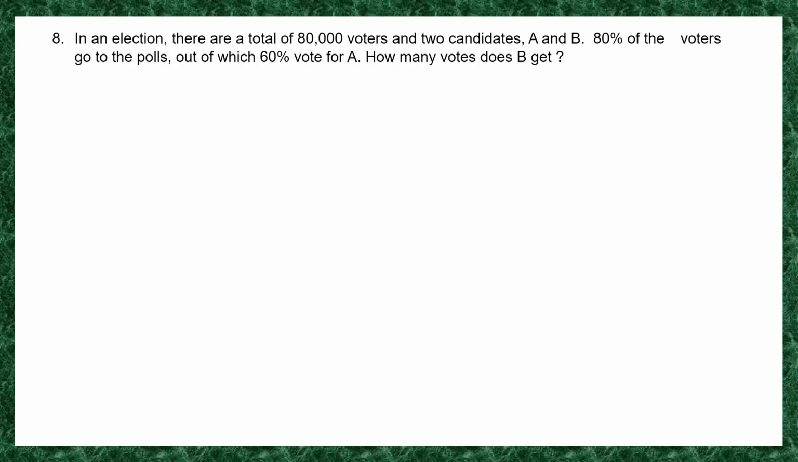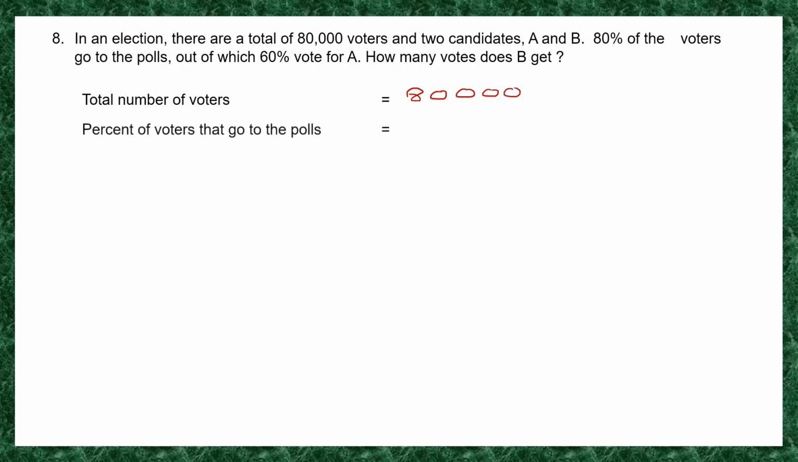Question 8. In an election, there are a total of 80,000 voters and two candidates A and B. 80% of the voters go to the polls, out of which 60% vote for A. How many votes does B get? Okay, to understand this better, let's start with our statements. Total number of voters is 80,000. This is the total number.